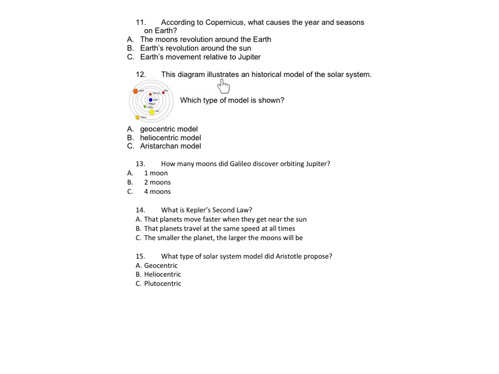Number 12. This diagram illustrates a historical model of the solar system. Which type of model is shown? A. Geocentric model. B. Heliocentric model. C. Aristarchian model.